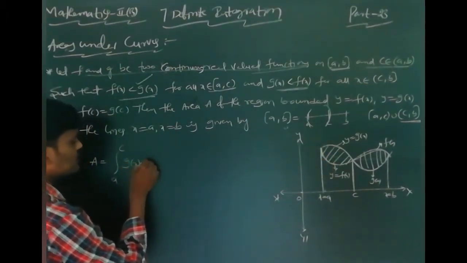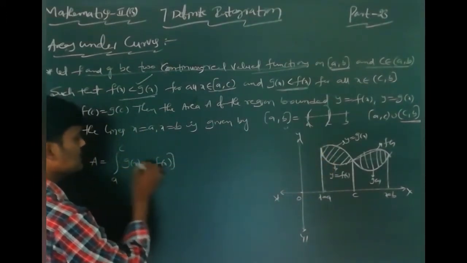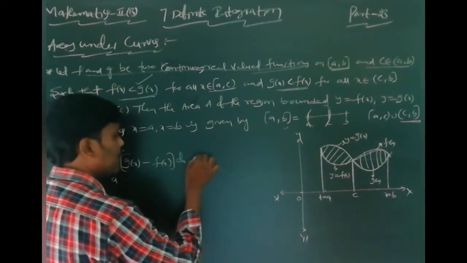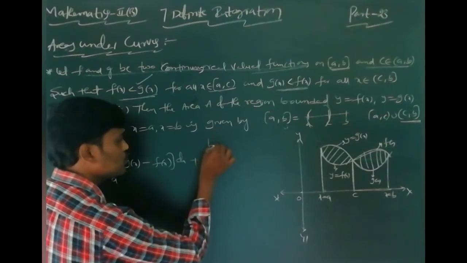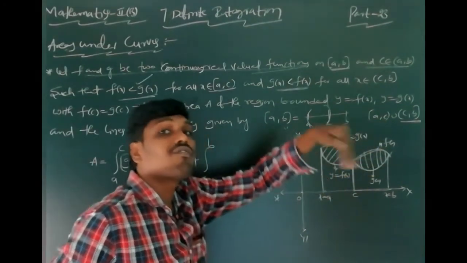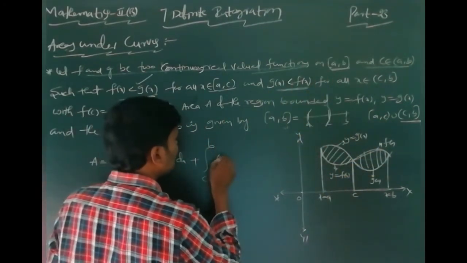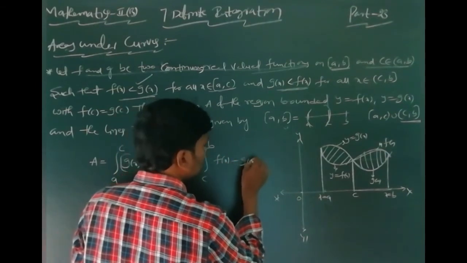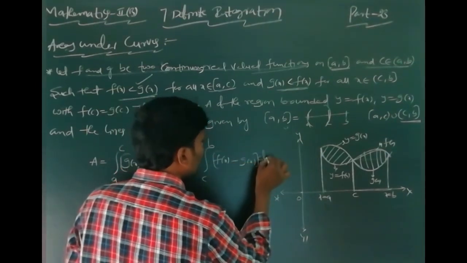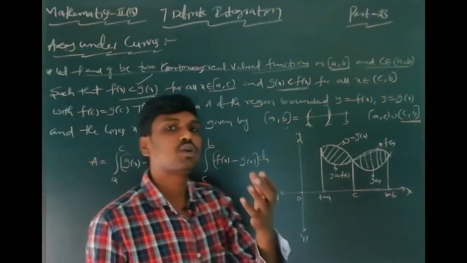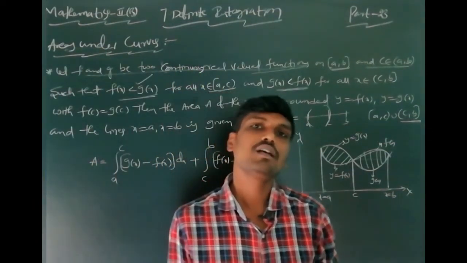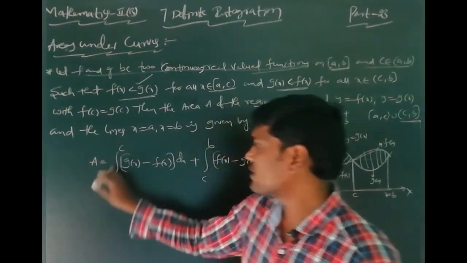You can write g of x minus f of x whole dx, plus, in the interval of c to b, which one is greater? f of x is greater. You can write f of x minus g of x whole dx. This is the area bounded by the two curves y is equal to f of x and y is equal to g of x. This one is the area.